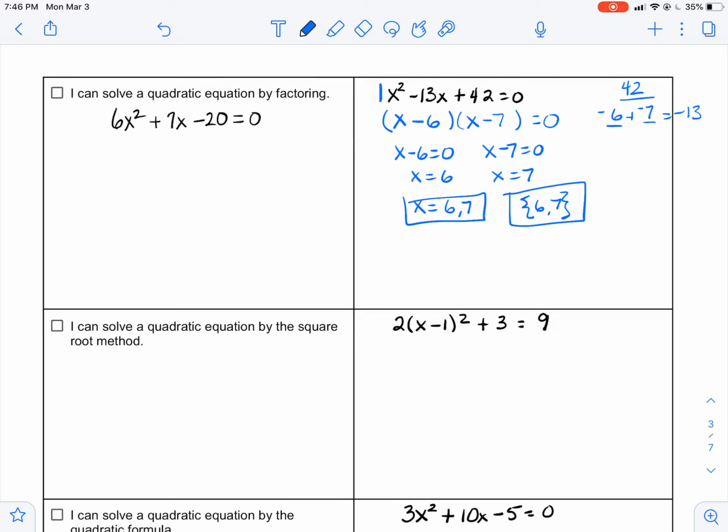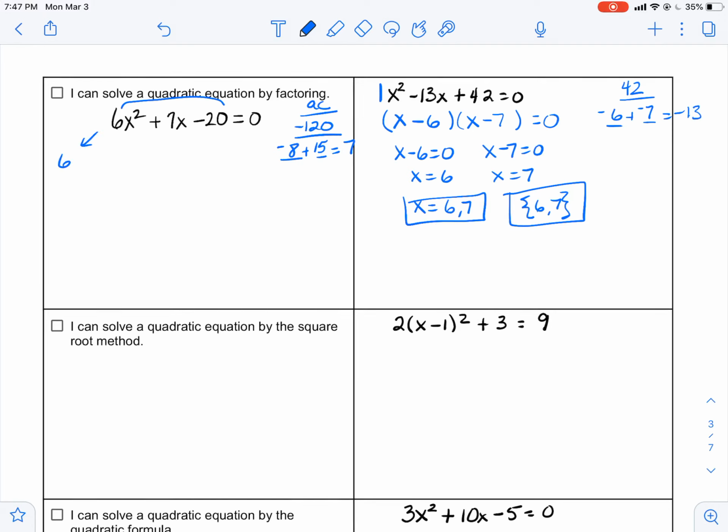Do always look for a greatest common factor. There's not one. So if you want, we can go ahead and do the AC, which would give me negative 120. So I am looking for factors of 120. One of them is going to be negative, one's going to be positive, that give me 7. I could just start going through all the different factors, but this is going to work out to be 15 and 8.